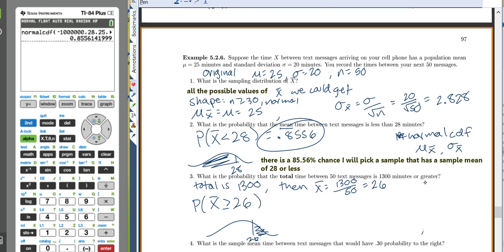Again, we'll use a normal CDF. Make sure you use our mean for x bar, standard deviation for x bar. So second, distribution, normal CDF. My lower bound is now 26. My upper bound is 1 million. Our mean, again, is 25, standard deviation 2.828. And this probability is 0.3618.